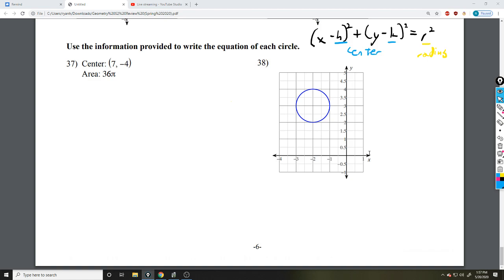We're going to do the same process. We're going to come up with the center, we're going to come up with the radius, and then we're going to write our equation. Well, it tells us the center. Done. There's the center. But radius is a little more complicated.